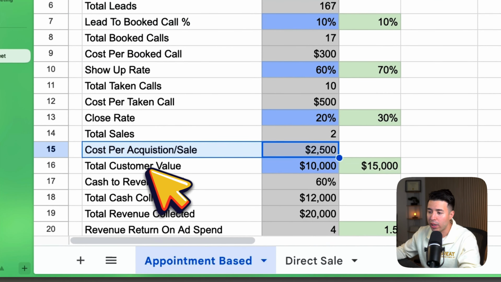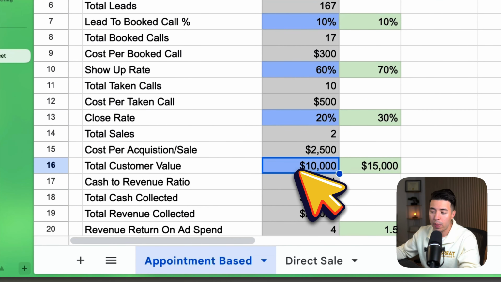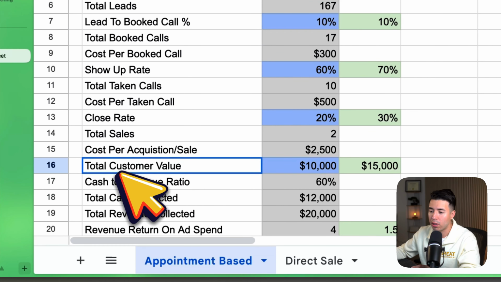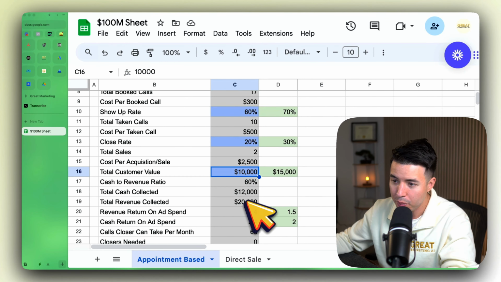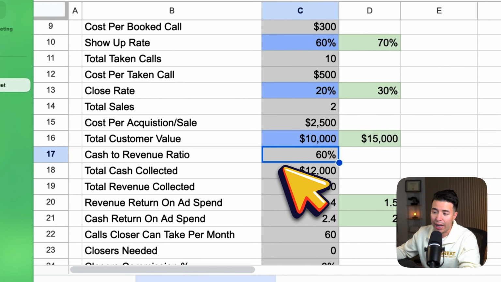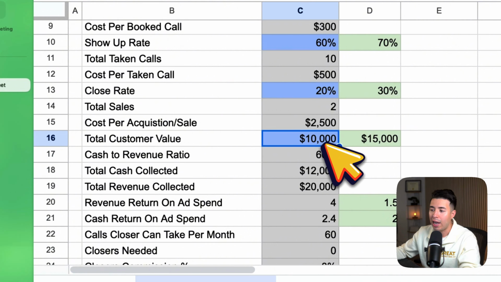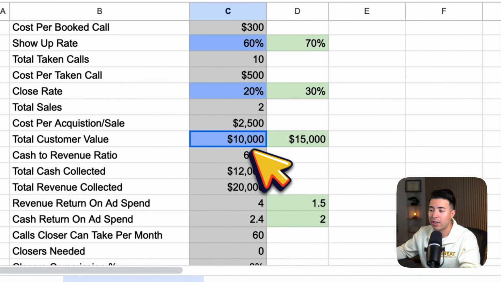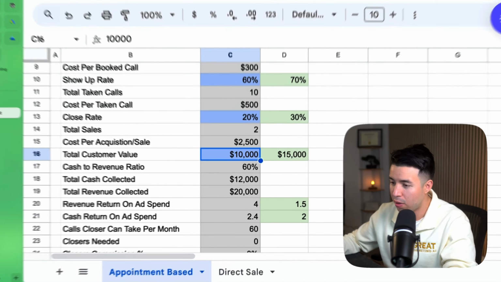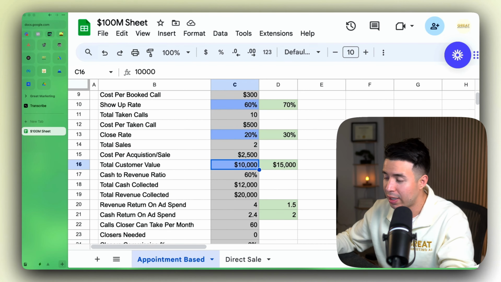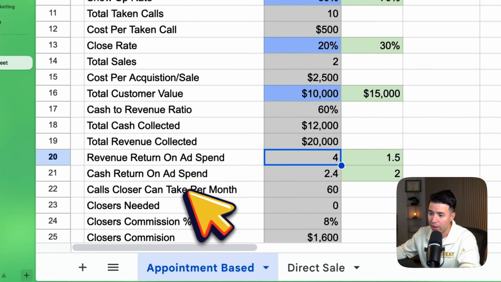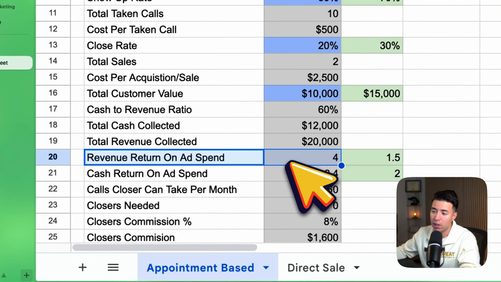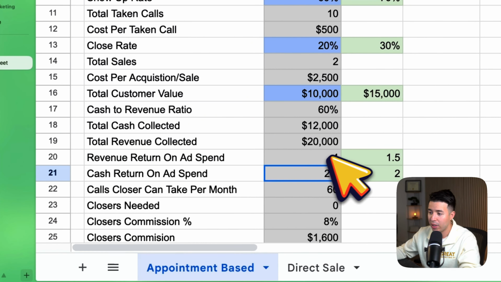So if we keep going here with this example, our total customer value, let's just say for a lead is $10,000, right? We have a $10,000 product. Then our cash to revenue ratio, that's saying out of those $10,000 on average, we get 60% of that up front, right? Sometimes they do a deposit, okay, I'm gonna pay $6,000 now and then pay the rest over 3 months, 4 months, whatever, right? So then you have a total cash collected number, you have a total revenue collected number, right? And then you also have a revenue return on ad spend and a cash return on ad spend, right?